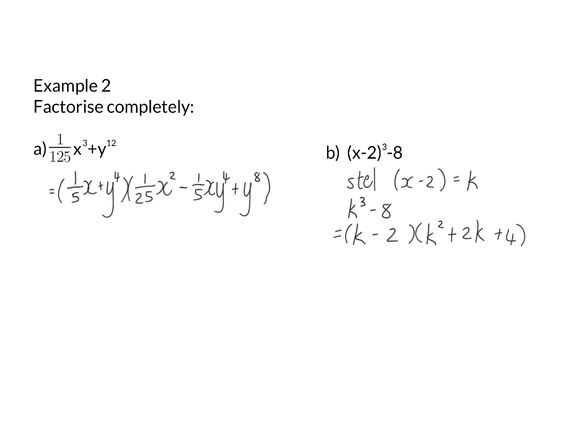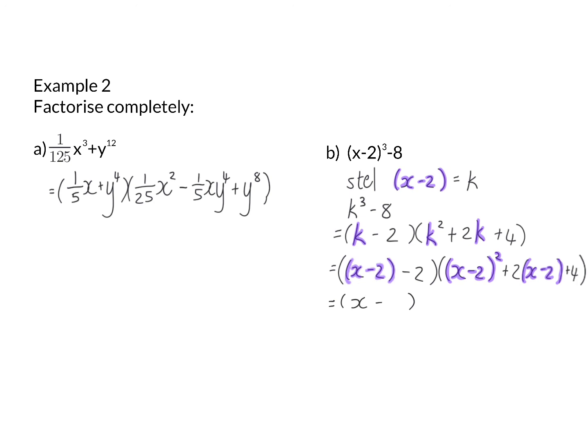Next, we need to remember to substitute back and change k to x minus 2. Lastly, we just need to simplify. In our first bracket, we have x minus 2, which is minus 4. And in our second bracket, we need to square the first part, then multiply in the 2, and then simplify. And as you get used to this method, it might even get easier to do this one without substituting k.